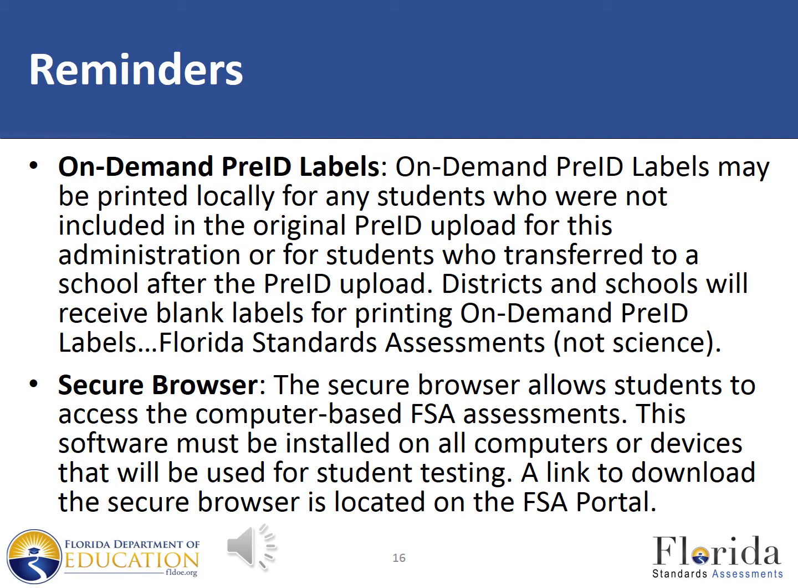For students at grades 4 through 7 in writing, for grade 3 ELA, and for any accommodated paper pencil tester, you can print on-demand labels for transfer in and new students. Also, at these tested grade levels, you can also put a label over a label, but again, this is only for the FSA tests, grades 4 through 7 writing, grade 3 ELA, and any accommodated paper pencil tester. This does not include science at grades 5 and 8.